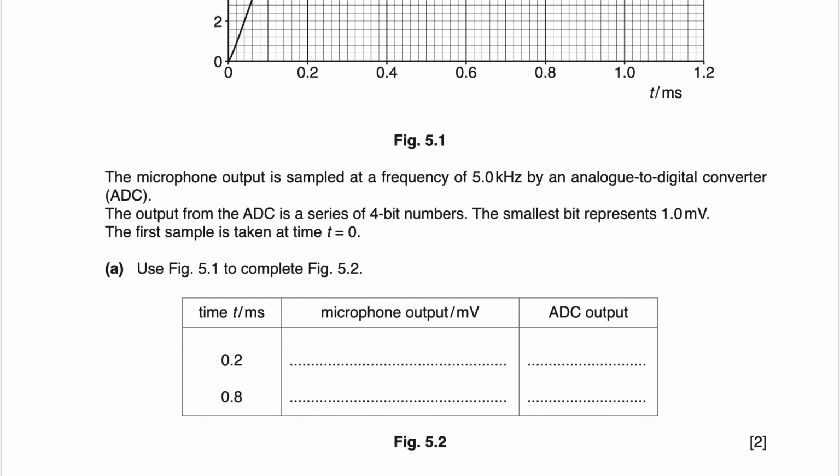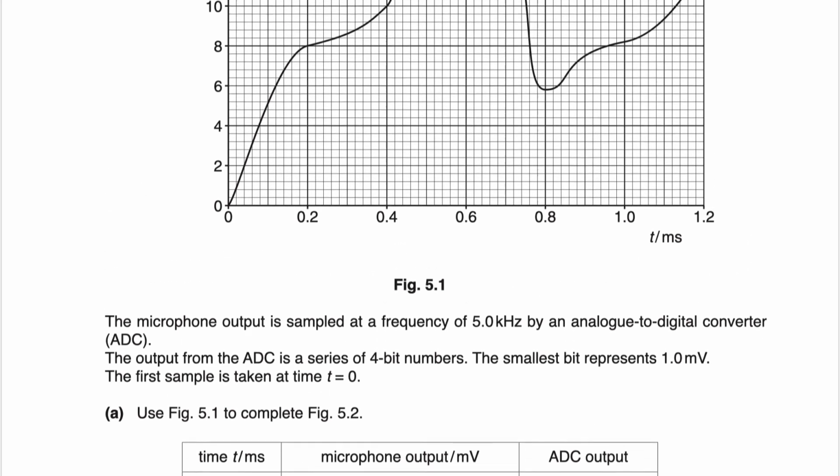Now we have to use the figure 5.1 to complete figure 5.2. 5.2 is a tabular column. We have to fill the microphone output in millivolt and then the ADC output. So we have to do two things. One, look at the graph and see what the microphone output is when time is 0.2 and 0.8. Second, we have to convert the data into digital ADC form, I mean binary, 0, 1 or 1, 0, like that. Okay, let's look at the graph.